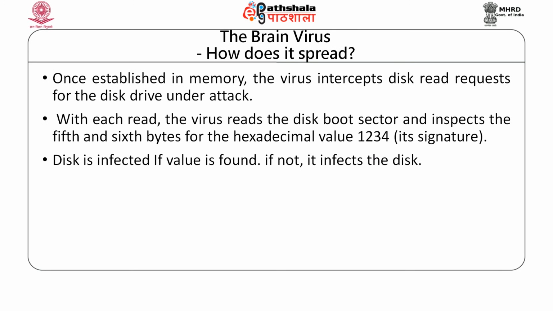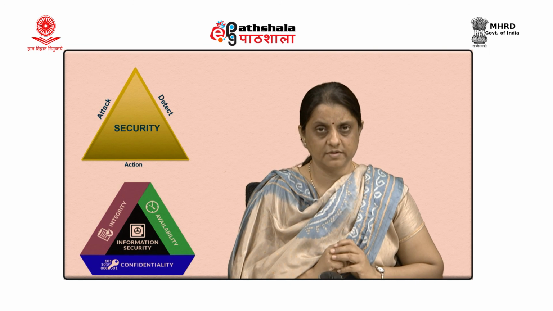Now, once the brain virus is in memory, the virus intercepts the disk read request for the disk drive under attack. With each read, the virus reads the boot sector and inspects the 5th and 6th bytes for the hexadecimal value 1234. That is a signature for the brain virus. The disk is infected if the value is found. If the disk is already infected, there is no point in infecting it. If this pattern is not found, that means the disk is not infected and the brain virus will try to infect the disk. So, this is how the brain virus works.